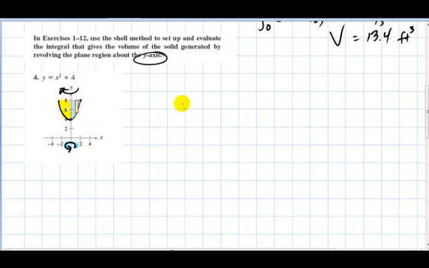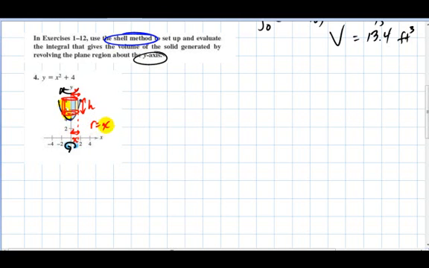The cross section shown, this vertical cross section here, represents the cross-section for the shell method. So I'm going to draw that over here. Draw one representative shell. You can see it right there. Height h, radius right here. There's r. Now the radius is some distance x right here.